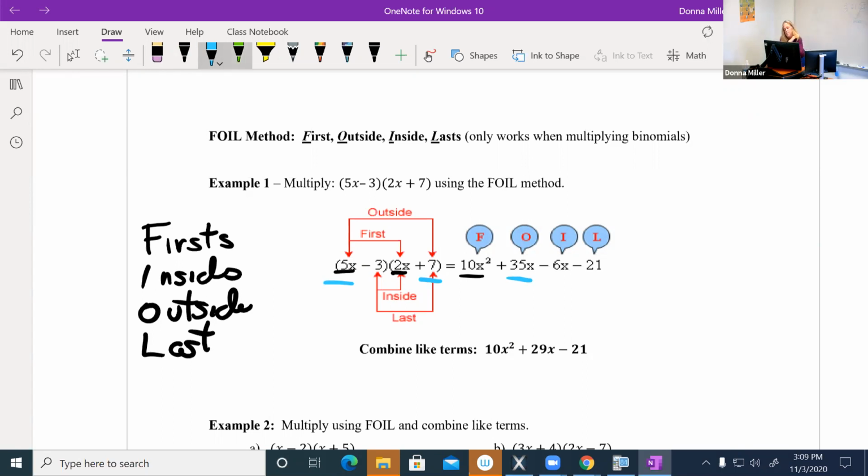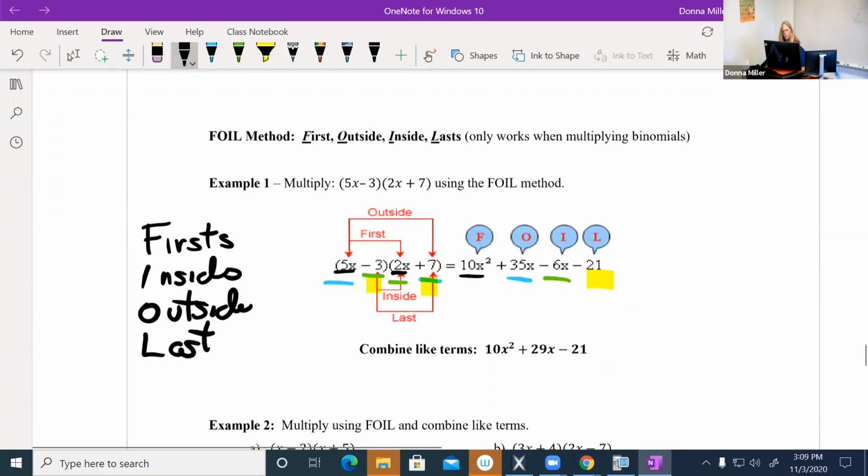Then I'm going to do the insides. The two on the inside, -3 times 2x is -6x. And then I'm going to do the last. So -3 times 7, -21. All right. So once I've multiplied everything by using FOIL, I just combine the two guys in the middle.